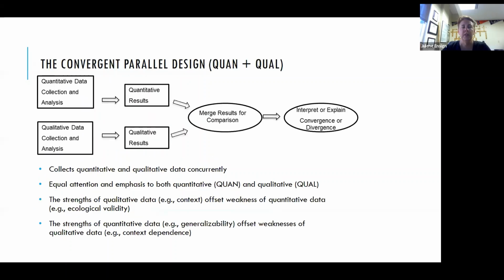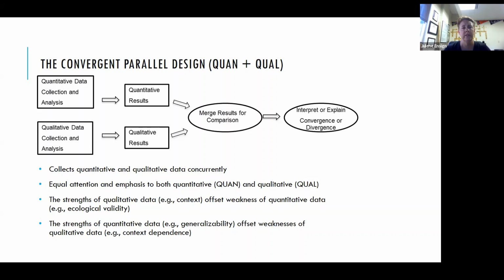All right, when both different research methods are equal, it's called a convergent parallel design. And so the quantitative and qualitative are of equal status. You're collecting both at the same time. This is the type of mixed methods research that I typically use, where I'm doing observations and I'm also collecting survey data at the same time. So it's concurrent in terms of the data collection, equal emphasis.